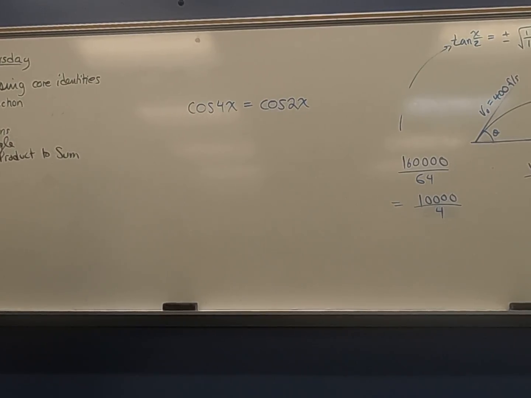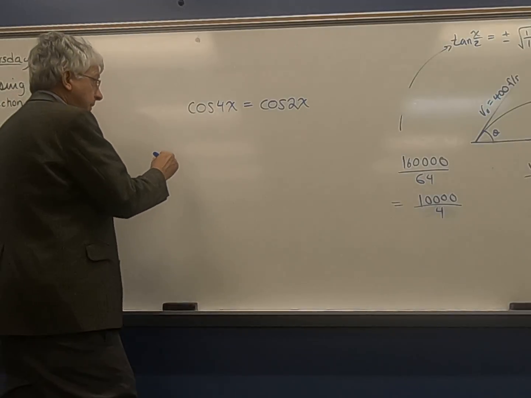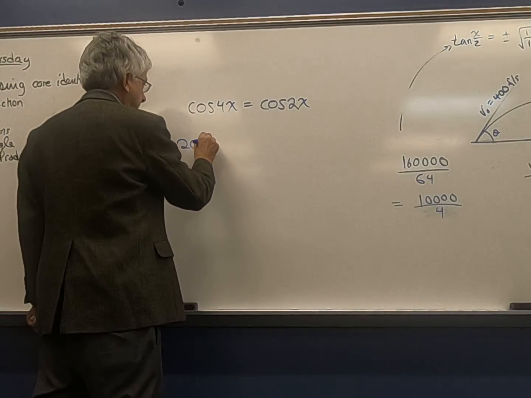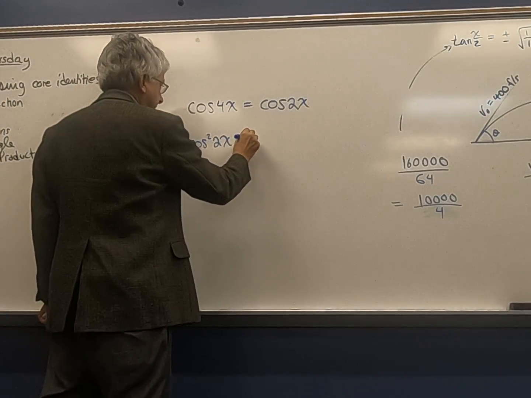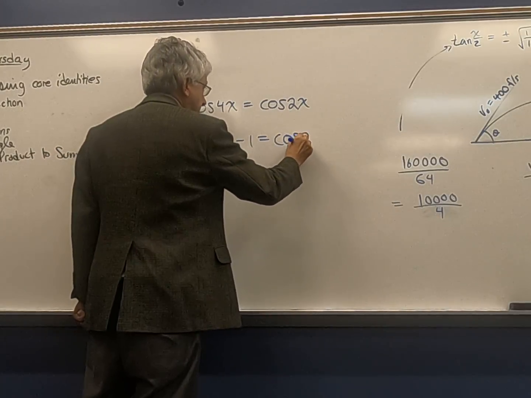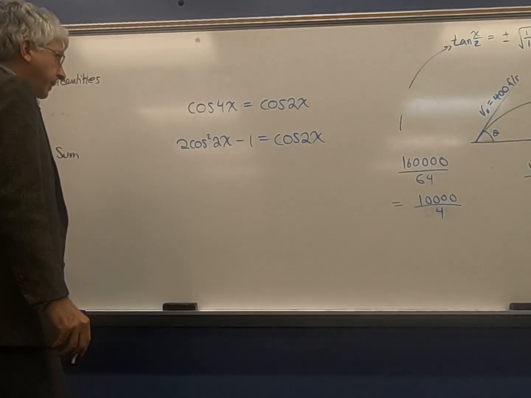Well, we could get this as quadratic in cosine 2x, right? Yep. How would you do that? Use the double angle identity, right? There are 3 for cosine. Which one would be useful here? The cosine squared minus 1. Yeah, 2 cosine squared 2x minus 1. So now it's quadratic in cosine 2x, right?